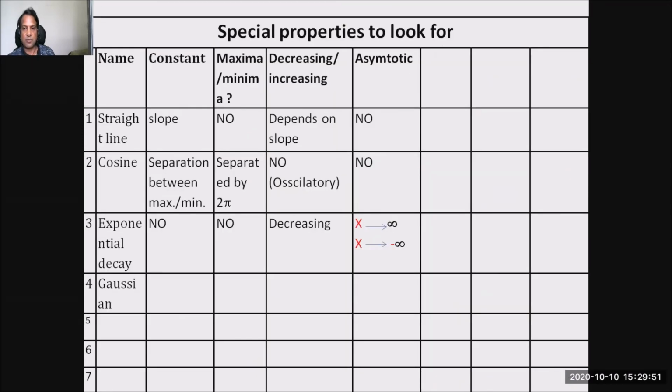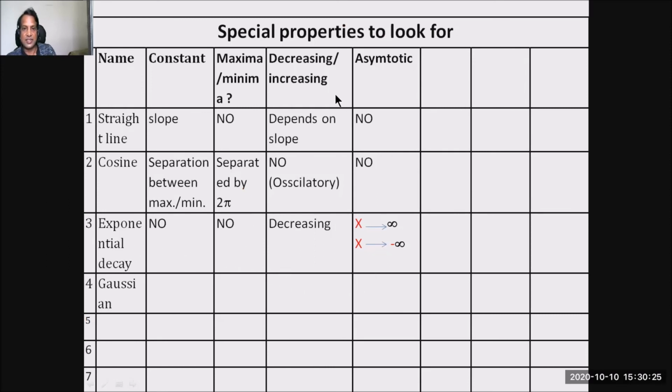So coming to some general properties of graphs, in the last video for the straight line and cosine, we had seen what remains constant as x changes. We saw that it was the slope, and in cosine, the separation between two maxima and minima was constant. And in exponential decay, there is nothing which is constant. The straight line did not have any maxima or minima. Cosine has maxima and minima. In exponential decay, there is no maxima or minima.